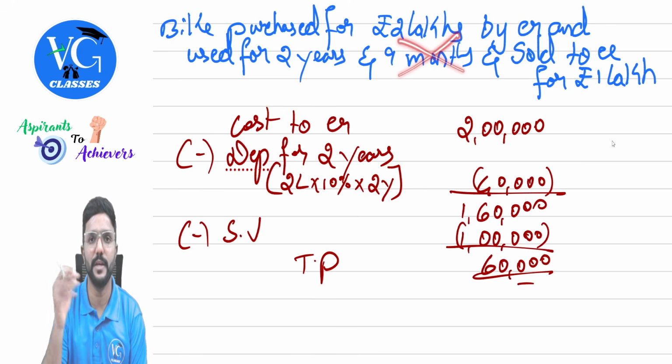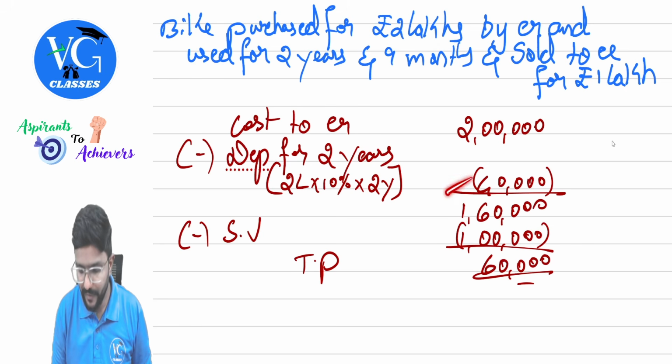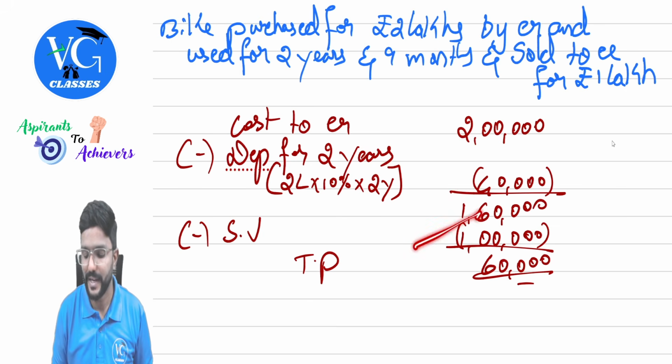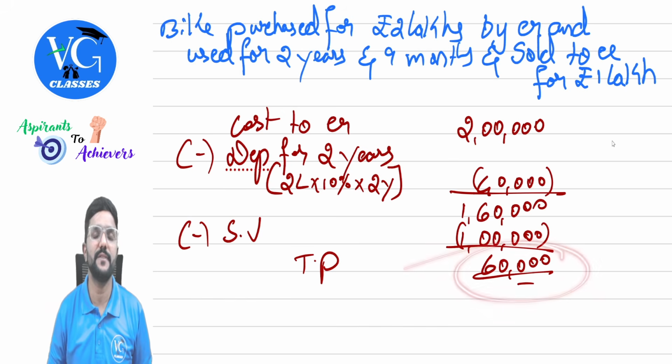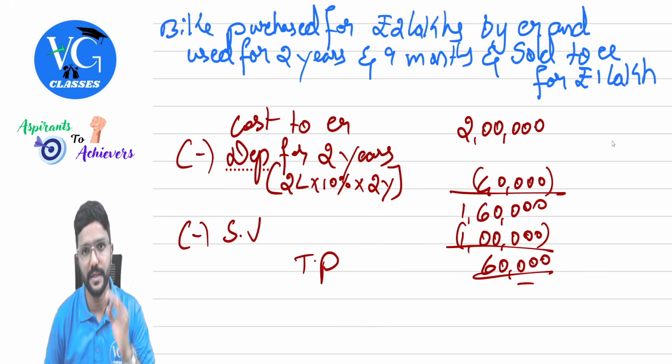Sir, what about 9 months? Ignore the part of the year. So we will get 40,000. So the WDV of the asset at the time of sale is 160. From that, reduce the sale value of 1 lakh. Remaining is a positive figure, 60,000, which is taxable as perquisite in the hands of the employee, guys.